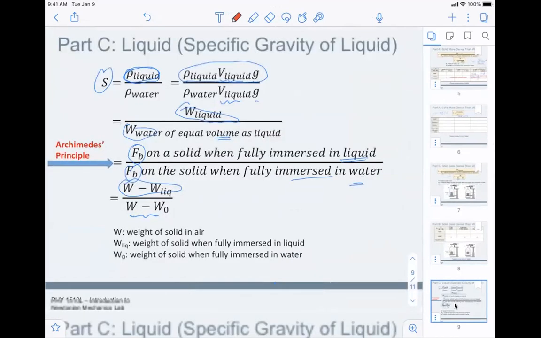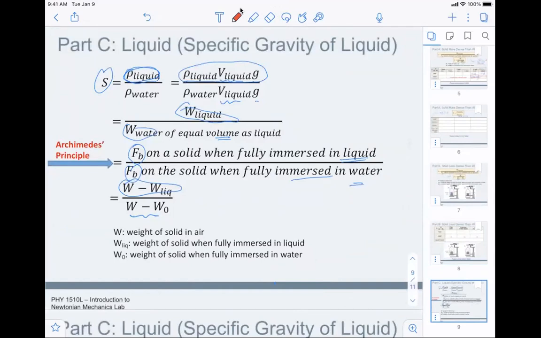So you might wonder, okay, how do we measure specific gravity of a liquid? Now, for a solid object, we can immerse it in water. For a liquid, we need to use a sort of modified method. We cannot put a liquid in water, but we can put a solid object in water and in the liquid.